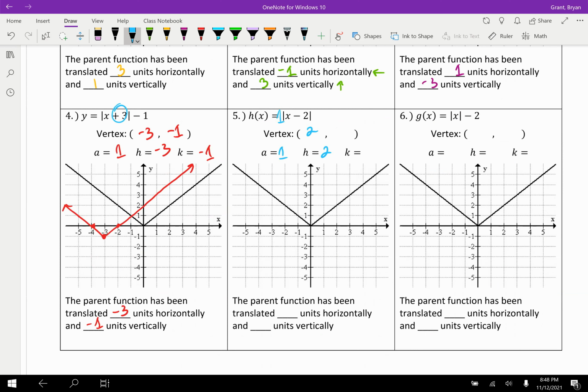But what about if there's no number at the end? Well, the parent function has no number at the end. And so we need to recognize that because the parent function's at (0, 0) for the vertex, that just means there's an invisible 0 at the end. That means we're moving 2 units horizontally and 0 vertically, so to the right 2 and up 0, and then we use the slope from there.